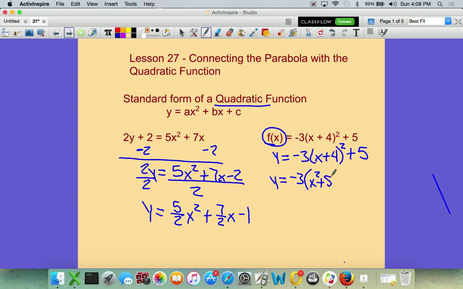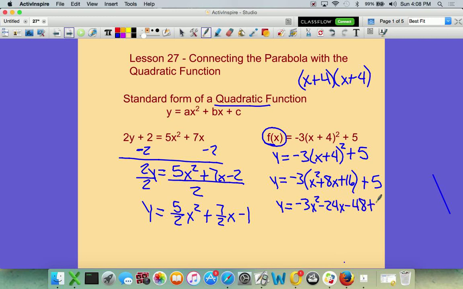plus 8x plus 16. Now remember, if you can't do that in your head, that is saying x plus 4 times x plus 4. So our first is x squared, outer is 4x, inner is 4x, so that's our 8x. 4 times 4 gives us 16. So then we have this plus 5 here. Now we've got to distribute this negative 3 through all of this. So y equals negative 3x squared minus 24x minus 48 plus 5.